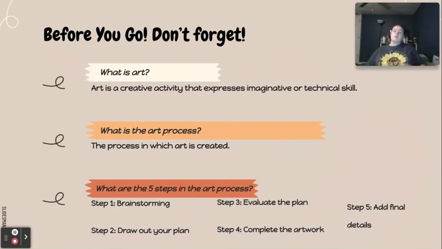Before you go, don't forget, what is art? Art is a creative activity that expresses imaginative or technical skill. What is the art process? The process in which art is created. What are the 5 steps in the art process? Step 1 is brainstorming. Step 2 is draw out your plan. Step 3 is evaluating your plan. Step 4 is completing the artwork. And step 5 is adding the final details.